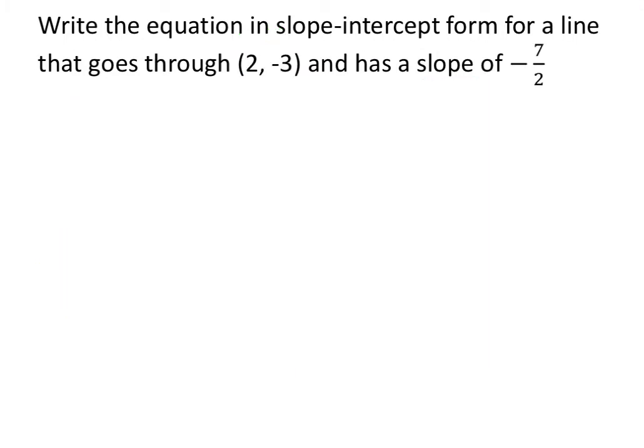So write this equation in slope-intercept form. It goes through that point (2, -3), so there's our point. And it has a slope of -7/2. So alternating between the two strategies, I'm going to start with slope-intercept form. The slope-intercept form strategy.